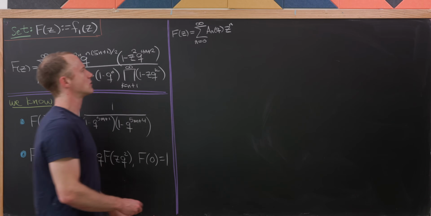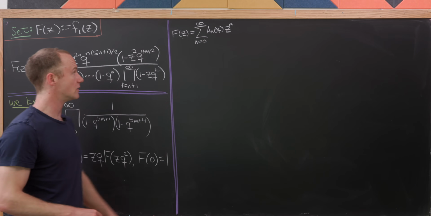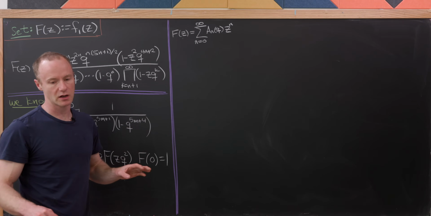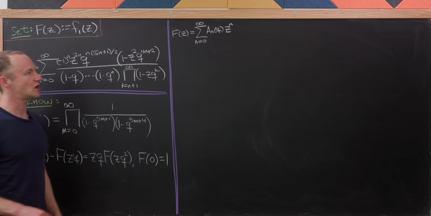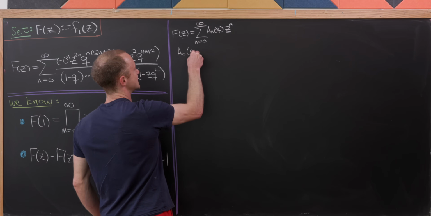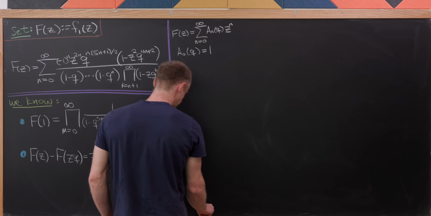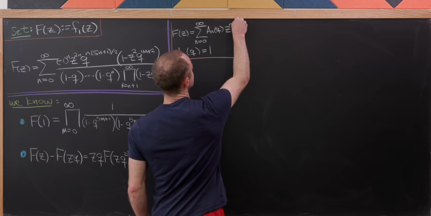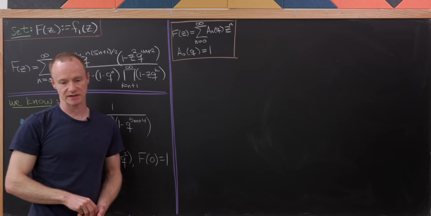Now let's quickly observe that F of 0 is simply equal to a sub 0 of q, because all of the other terms drop off. But we know that F of 0 is also equal to 1, so that means a sub 0 of q is identically equal to 1. Great, so there we've got our series expansion of F of z, just in terms of z.